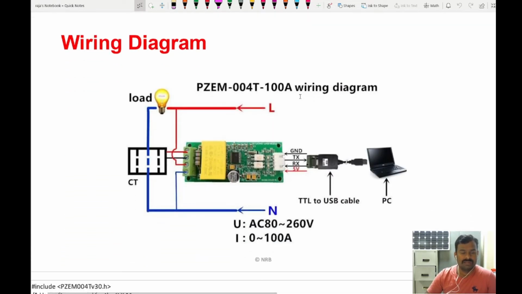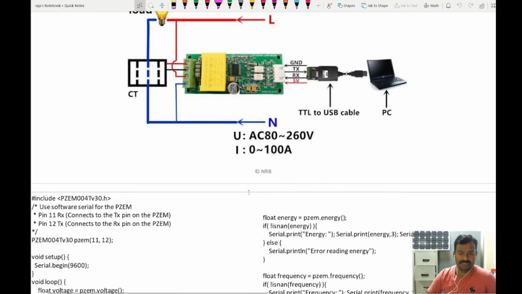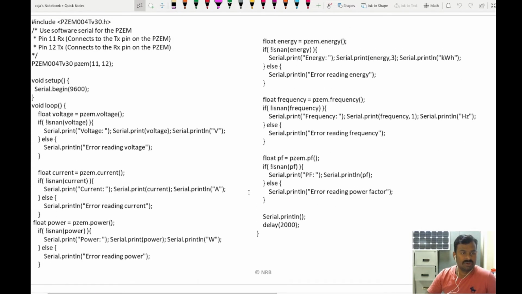So this is the wiring diagram for this energy sensor, which is going to give all the electrical parameters like voltage, current, power, energy, power factor, frequency. All these electrical parameters of that particular load you can obtain using this energy sensor. So this is a simple code for obtaining the data. As I told you, I have explained it in another video. You can just refer to it.